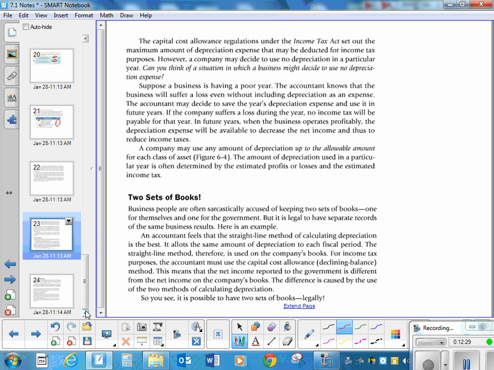And the rest I think you should be good if you just want to pause or go through that and have a look at that as well.